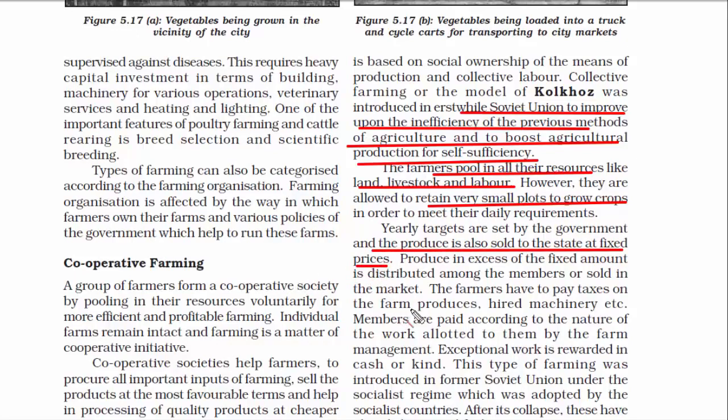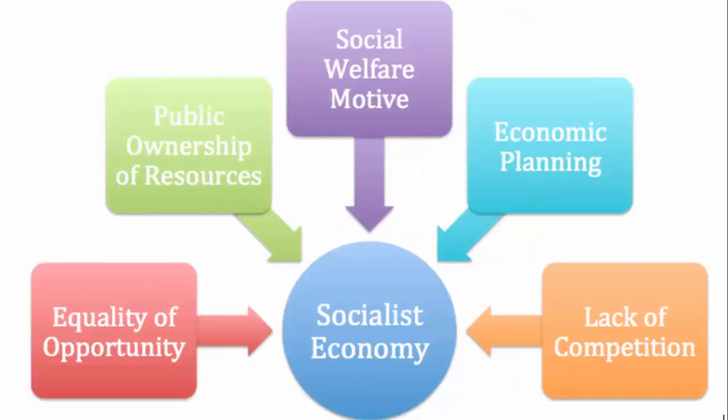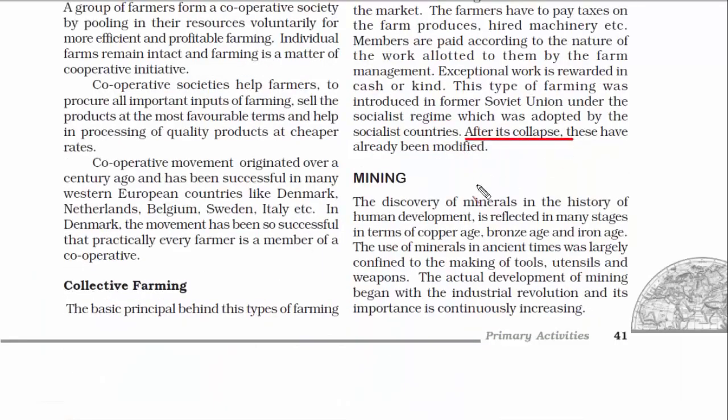After keeping a certain amount, the farmer will have to sell it to the state at a fixed price. This kind of approach is called a socialist approach, meaning everyone is treated equally with equal opportunity. But this model soon collapsed and has been modified because there was no profit involved. So, these are all the different types of agricultural methods practiced in different parts of the world.